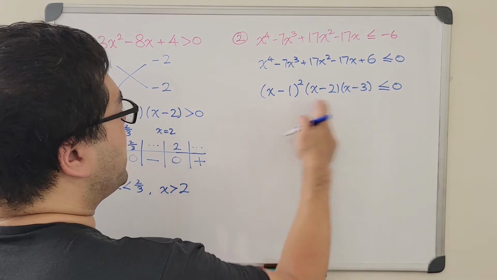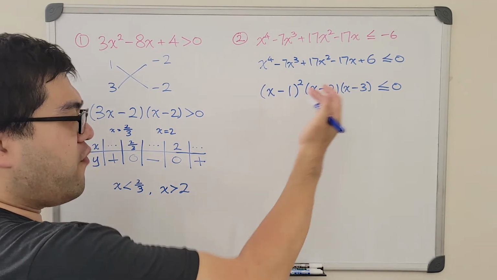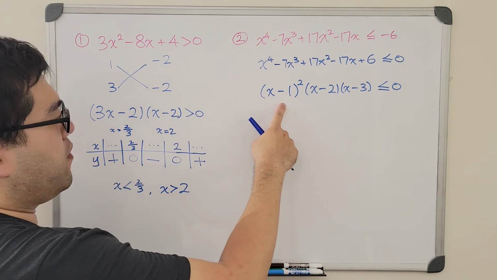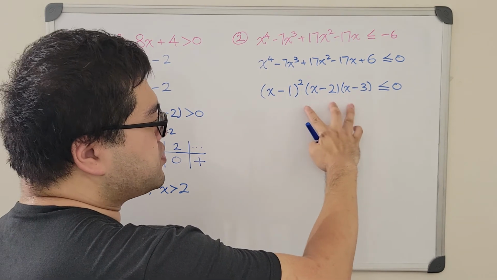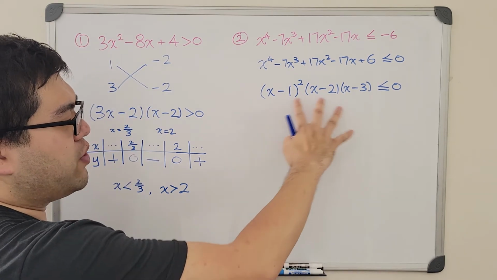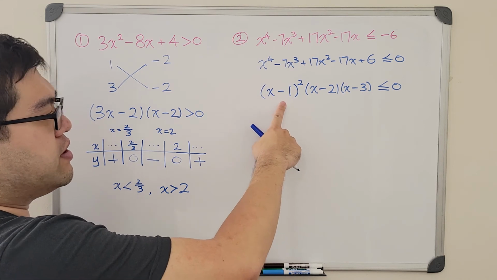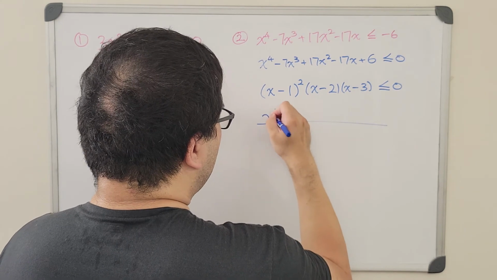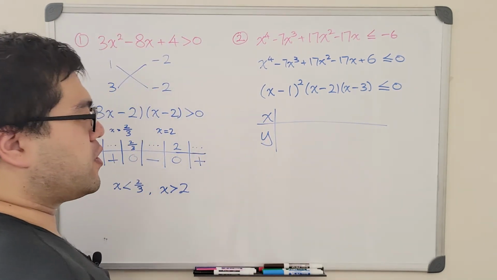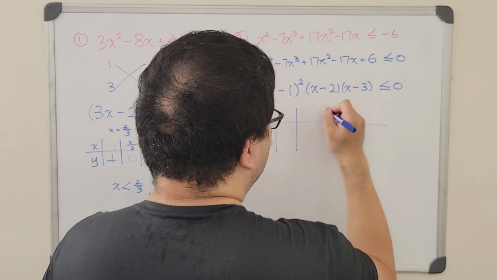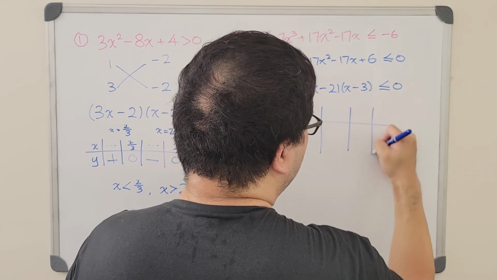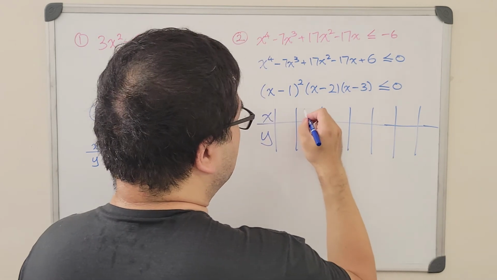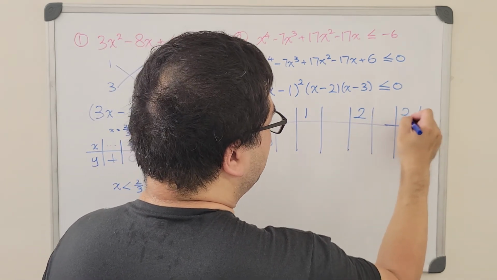So now we have the factored form of the polynomial. We see that we have 3 solutions. Well, in fact, we have 4, but there's a repeated solution. So we're going to do the same thing again. Make a table and then divide it up into a couple parts. So we need 1 here, 2 here, and 3 here.